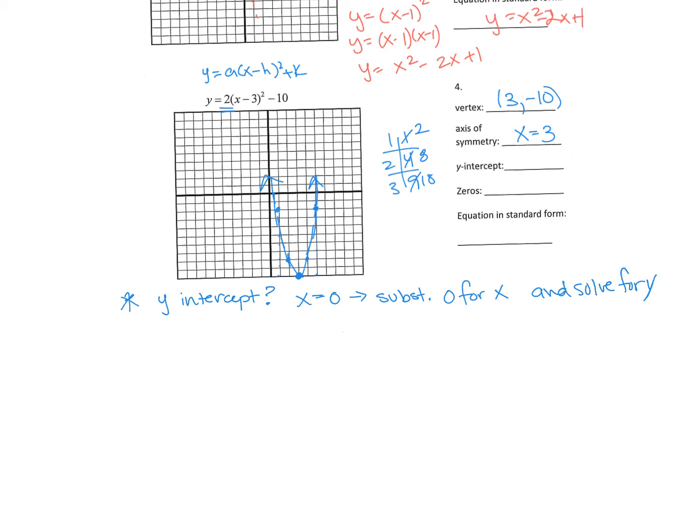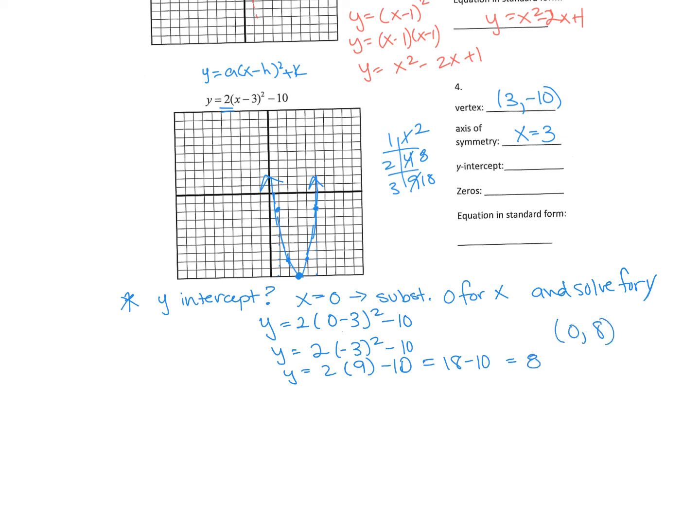So let's do that. I have y equals 2 times (x minus 3) squared minus 10, and I'm going to plug in a 0 for my x. So I put a 0 in for my x, and now I've got to solve. 0 minus 3 is negative 3, and so this looks like 2 times a positive 9 minus 10. That's 18 minus 10, that's 8. So when x is 0, my y value is 8. So I'm going to put (0, 8).